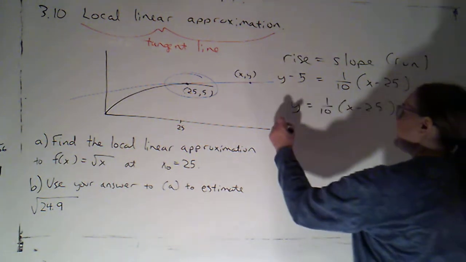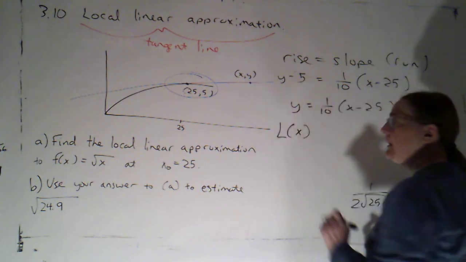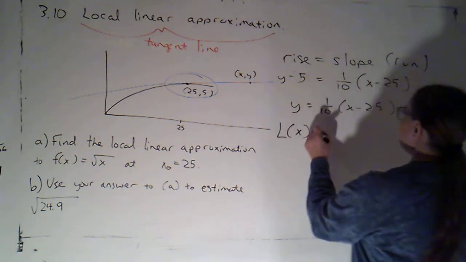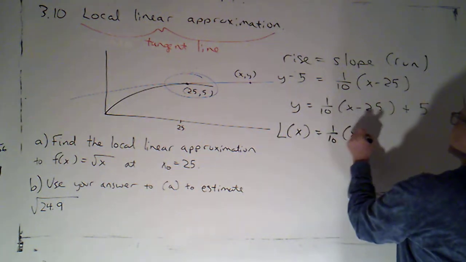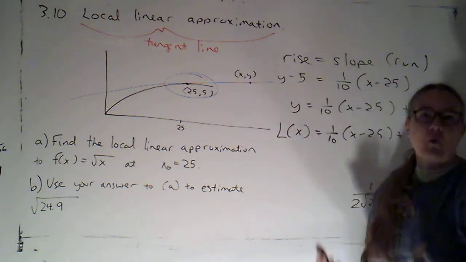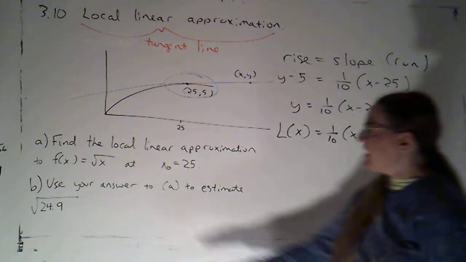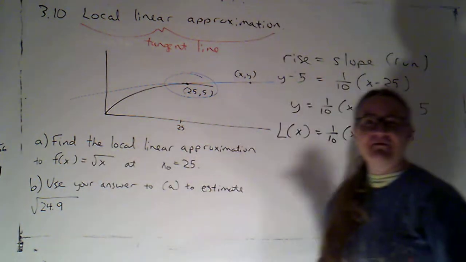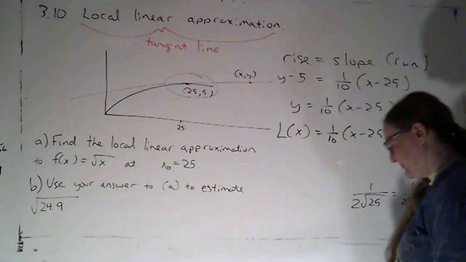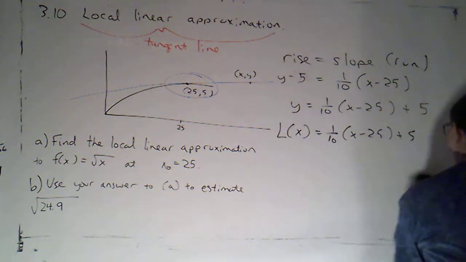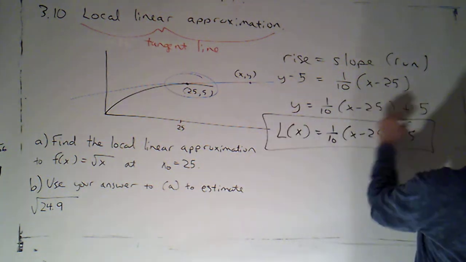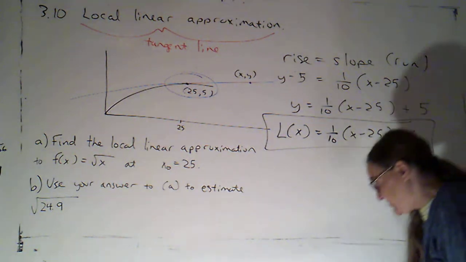So I'm going to just give this a name. I'm going to call it L of x. L because it's a line. So L of x is 1/10 times (x minus 25) plus 5. That's the function whose output is the y value on the line. So just like f of x is a fancy name for the y value on the curve, L of x is a fancy name for the y value on the line. Okay, excellent. So that's part A. We have found our local linear approximation.